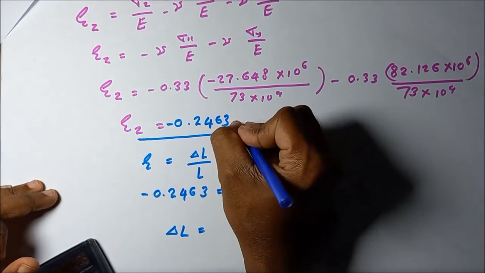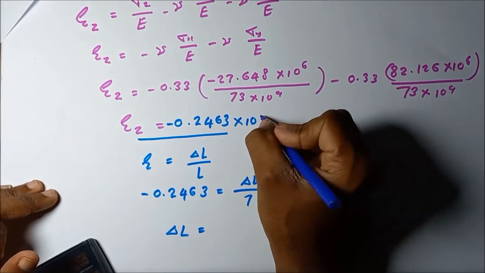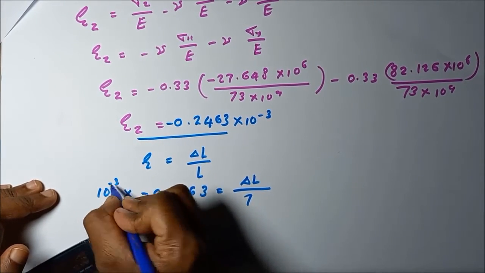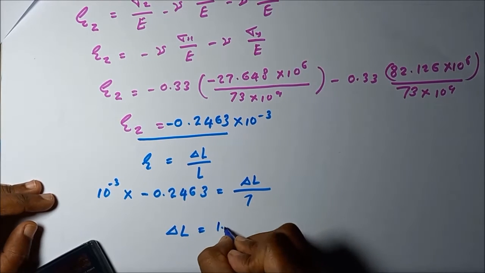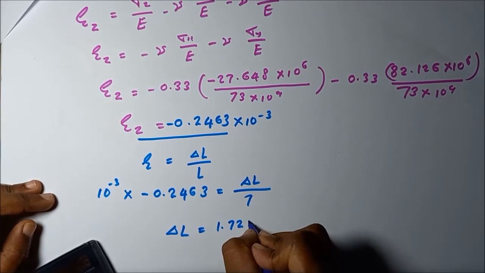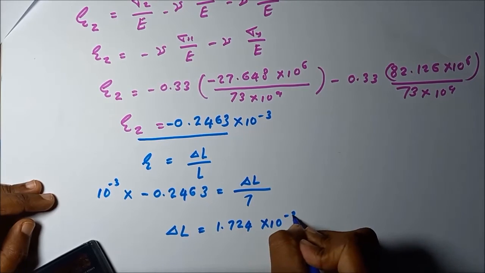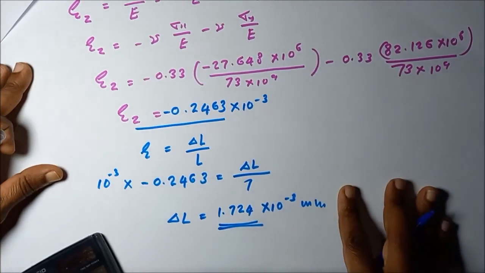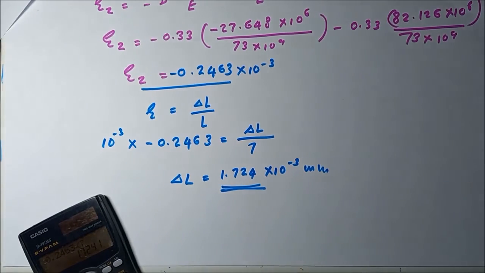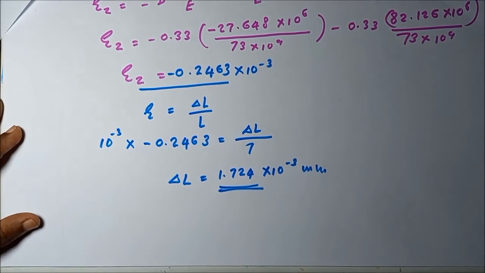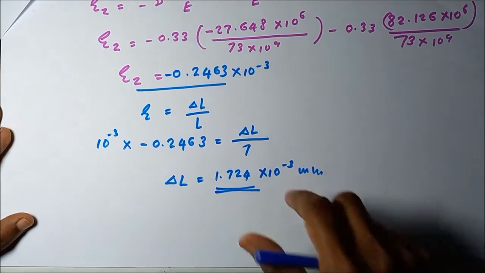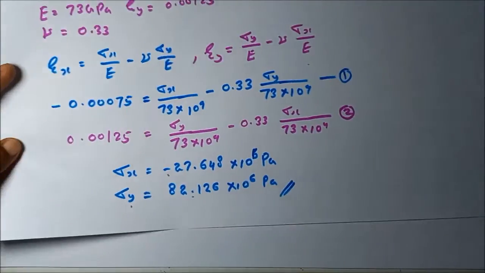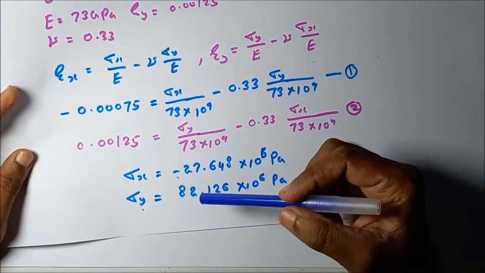Here there's a 10 to the power of minus 3, here also 10 to the power of minus 3. Okay, 1.724 into 10 to the power of minus 3 millimeters. This is the change in the thickness due to this sigma x and sigma y acting on the plate.